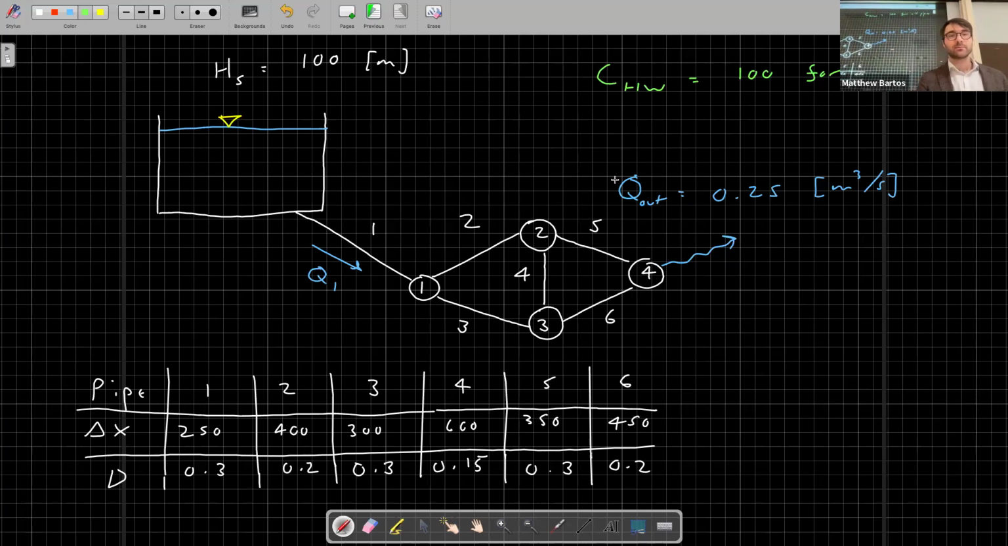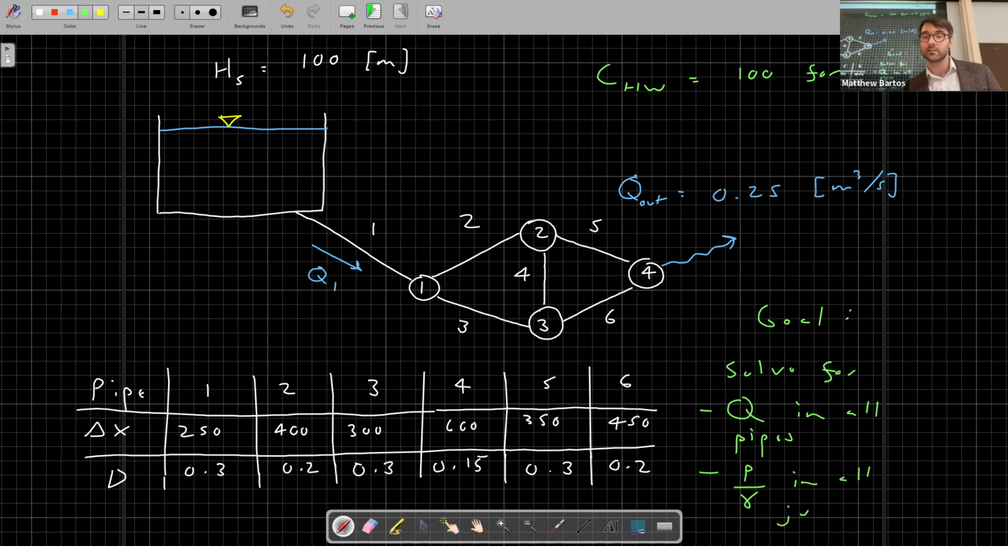So our goal is we're trying to solve for all of the internal states of the system. So we're solving for Q in all pipes. And we're solving for the pressure head, or the pressure, I'm going to write it as pressure head, P over gamma, in all junctions.